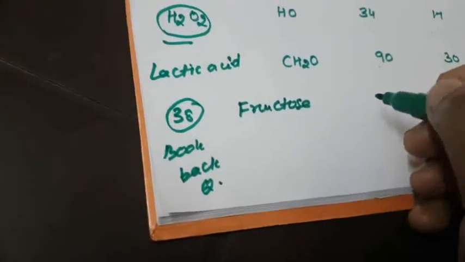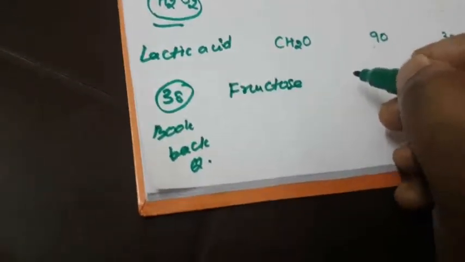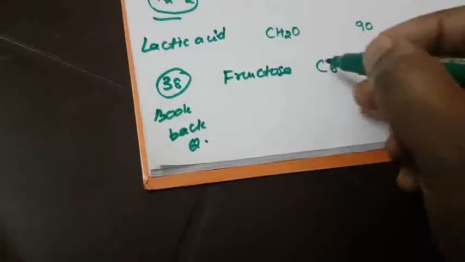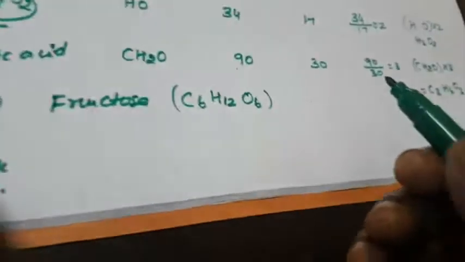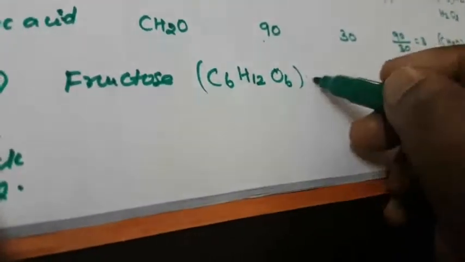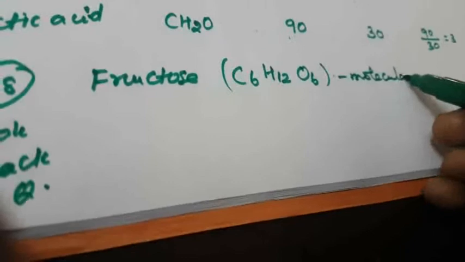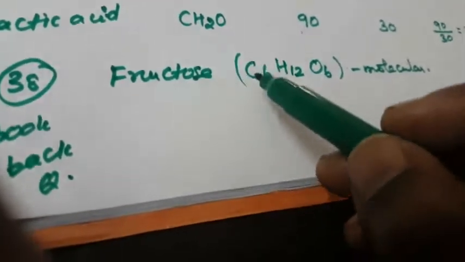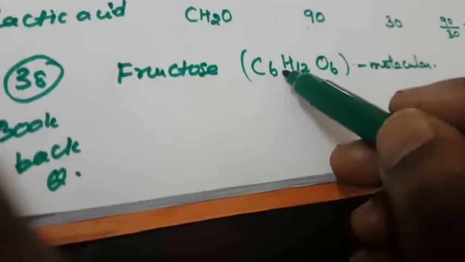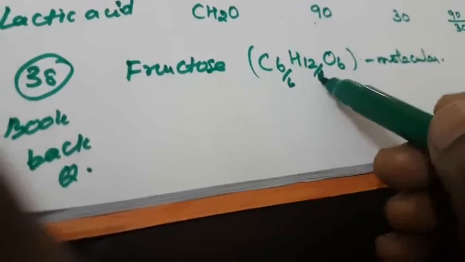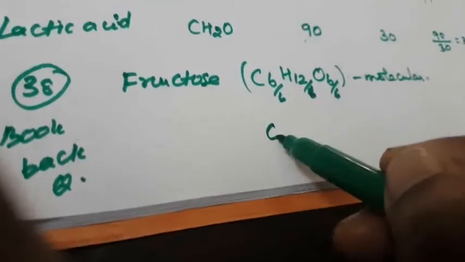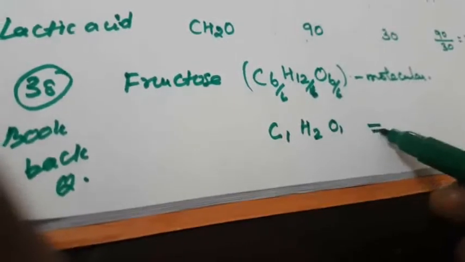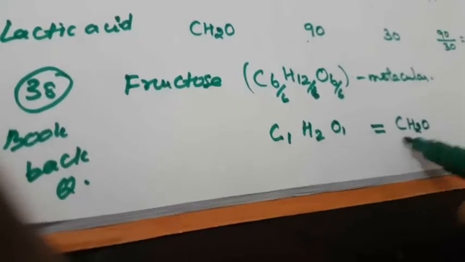This is given as the molecular formula C6H12O6. They already gave the molecular formula. How to calculate the empirical formula? Which number is commonly divided? 6 is commonly divided, right? 6 divided by 6, 12 divided by 6, 6 divided by 6. The answer is C1H2O1. Okay, so we can write CH2O. So this is the answer.